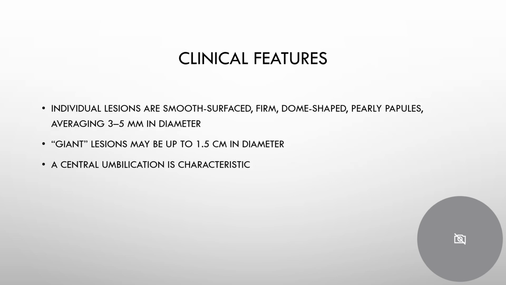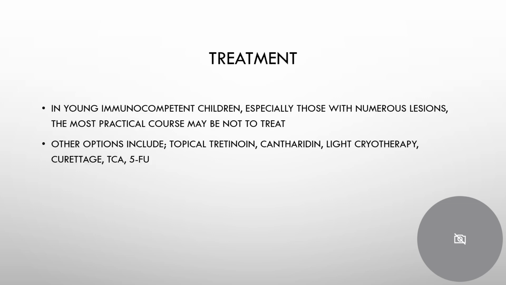Individual lesions are described as these shiny, firm, dome-shaped pearly papules that have a characteristic umbilication in the center. They average 3 to 5 millimeters in diameter, but you can also get these giant lesions of up to 1.5 centimeters in diameter, particularly in immunosuppressed patients. The treatment of molluscum contagiosum is similar to the treatment of warts in that you want to destroy the lesion and elicit a local immune response.